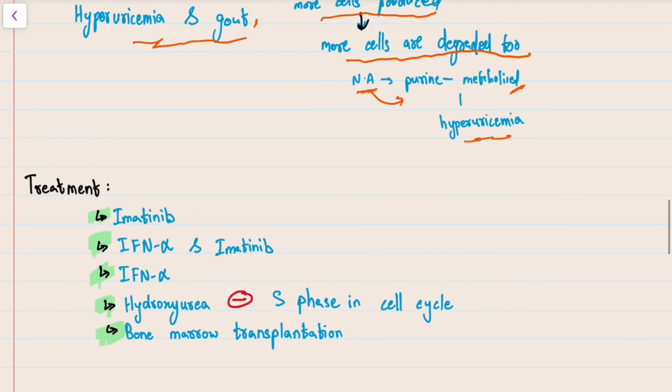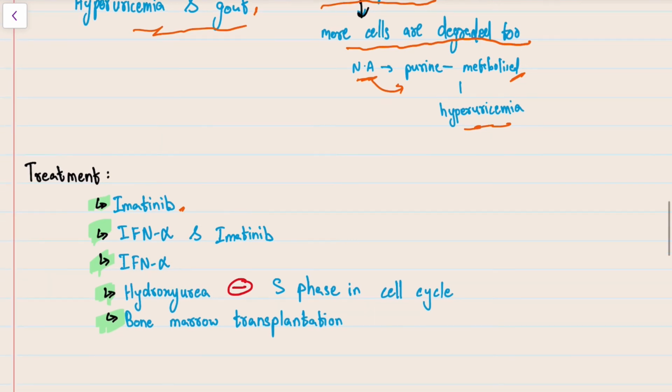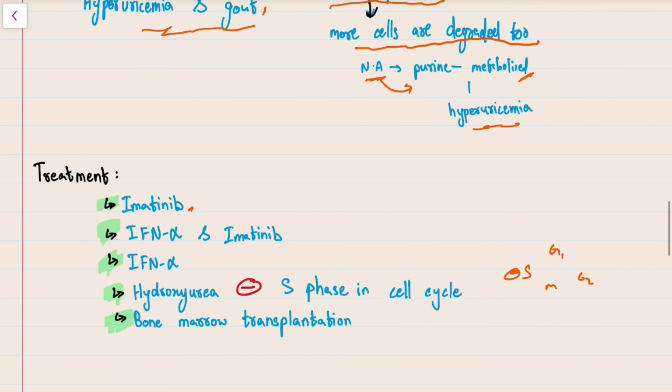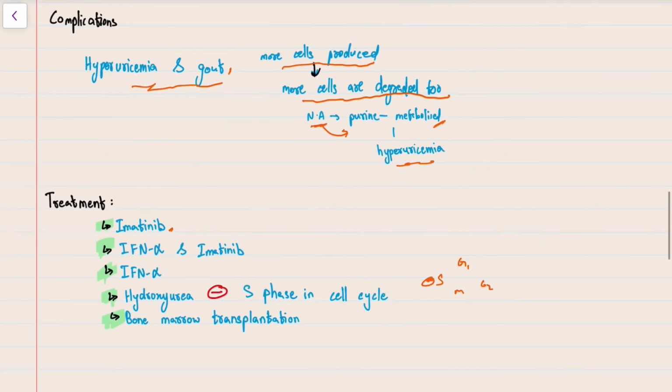So yeah, what are the treatments? The treatments are imatinib, as we know, and a combination of imatinib and IFN alpha and hydroxyurea. Hydroxyurea is actually an inhibitor of the S phase of the cell cycle. You know that as G1, G2, M, S phase and all, right? So this inhibits the S phase, that is the DNA synthesizing phase. And then bone marrow transplantation is acceptable in certain individuals again.